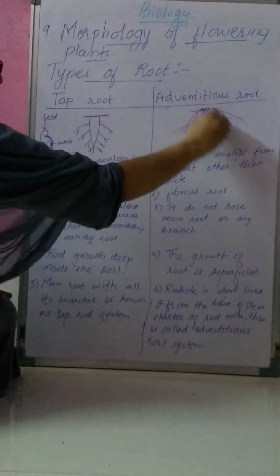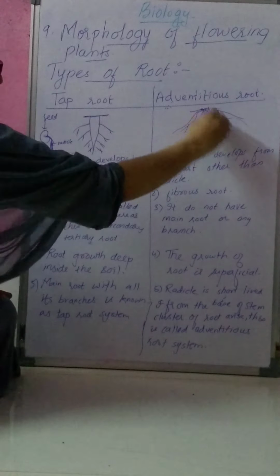Whereas here, as I already said, the life of the radical is very short, and hence this root arises from the base of the stem. Another root arises from the base of the stem. Hence this type of system is known as adventitious root system. Okay, in adventitious root, the system is known as adventitious root system.